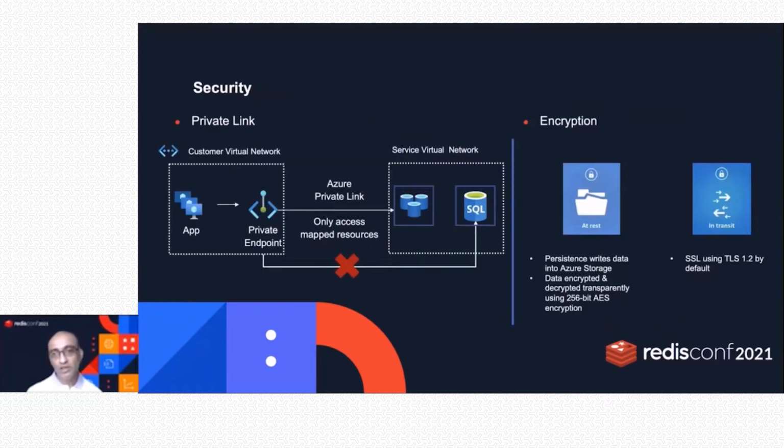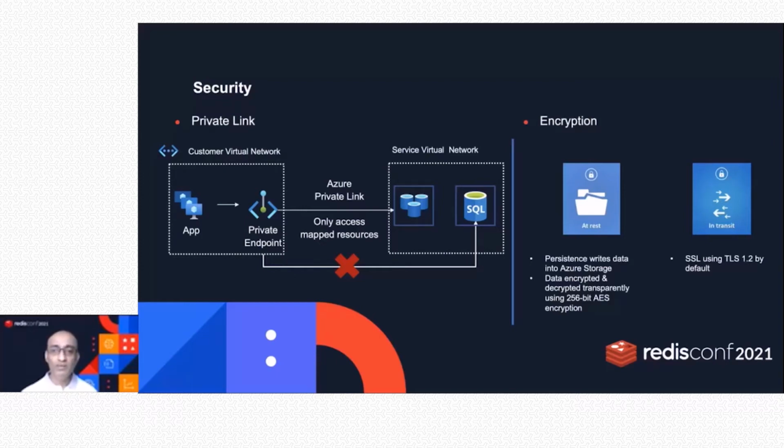Now let me touch on security. There are really two topics that I want to cover from a security point of view today. One is private link, the other one is encryption. Private link essentially allows you to establish secure connectivity between two network groups. In this specific example, imagine that your client application is in a different network group than where you are running your Azure Cache. This is a normal scenario, and imagine you are also using Azure SQL Server behind the Redis cache for data persistence.